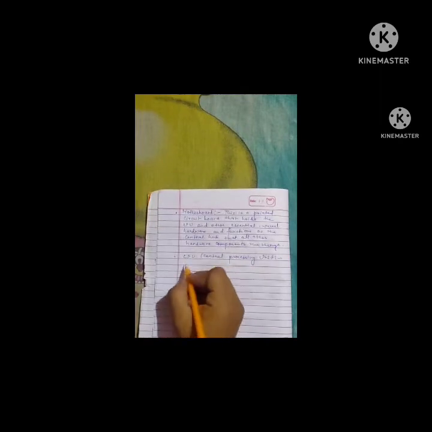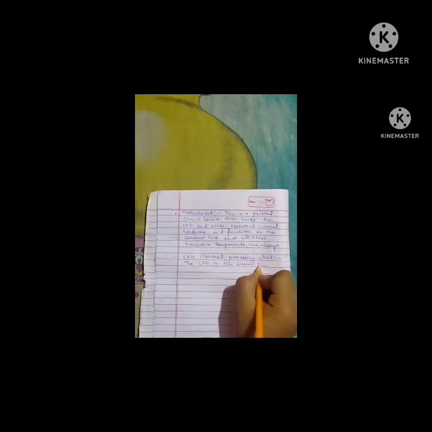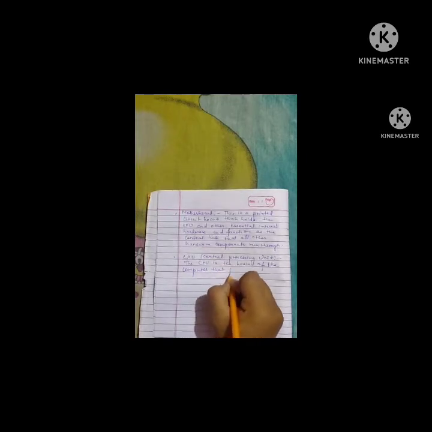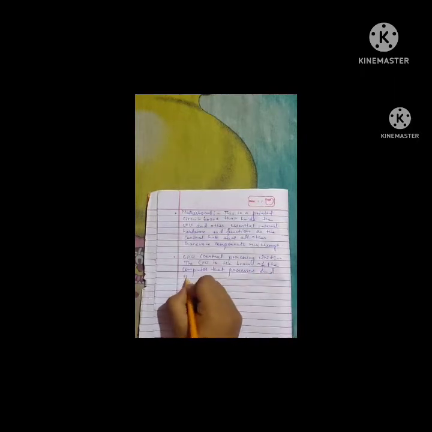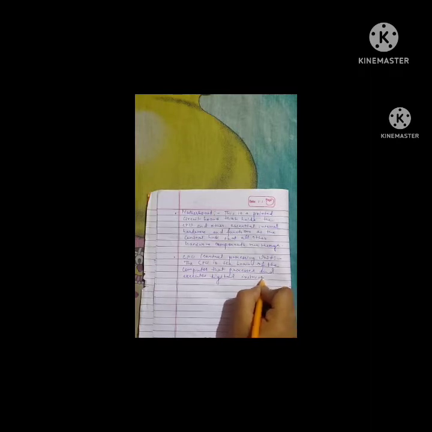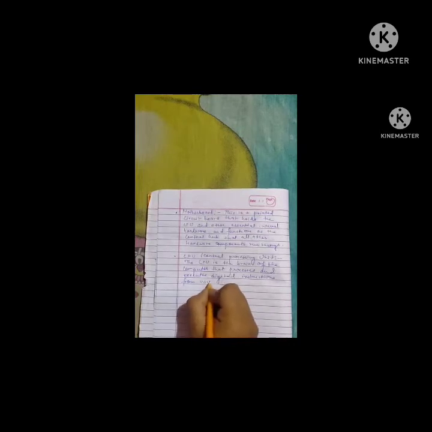Okay, so we can write it down as: the CPU is the brain of the computer that processes and executes digital instructions from various programs.